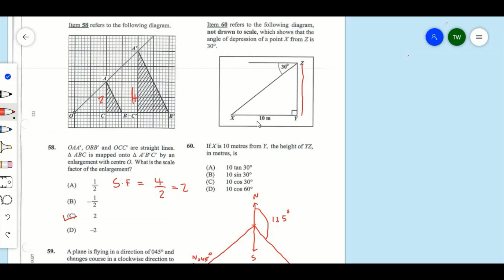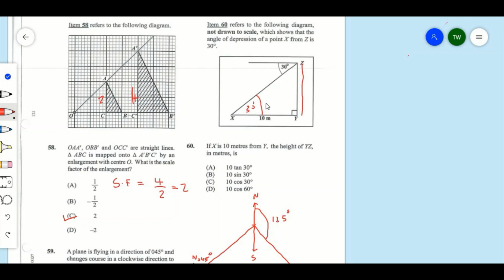Now we know the length of XY, right? So here, do we know this angle here? Yes, we can determine this angle. The angle of depression is equal to the angle of elevation. So therefore, this angle is going to be 30 degrees. Or you could say that alternate angles are equal, or Z angles are equal. So now we know that this angle is 30 degrees.